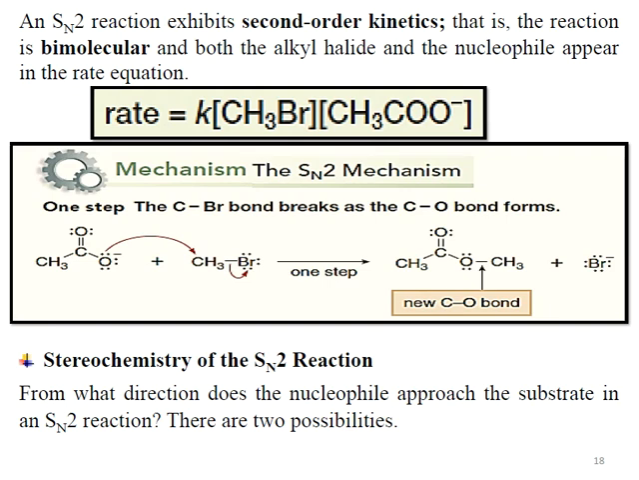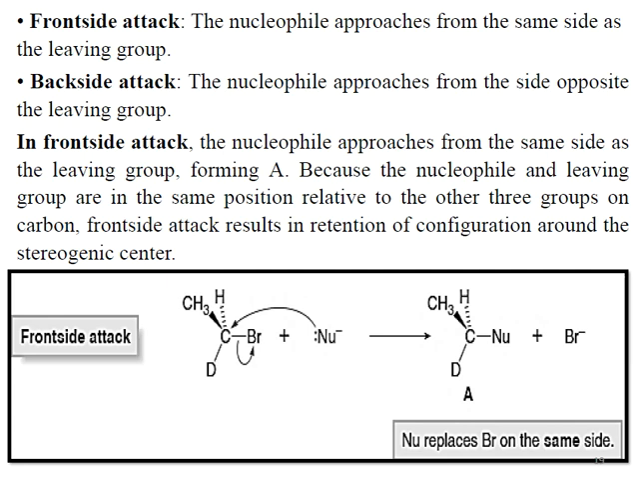It can come from the front side or from the back side, so there are two possibilities for the attack. In front side attack, the nucleophile approaches from the same side as the leaving group. And we have back side attack, where the nucleophile approaches from the side opposite to the leaving group. If the leaving group is on the right side, the nucleophile will attack from the left side.